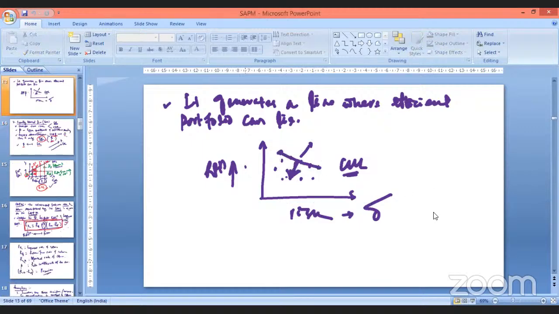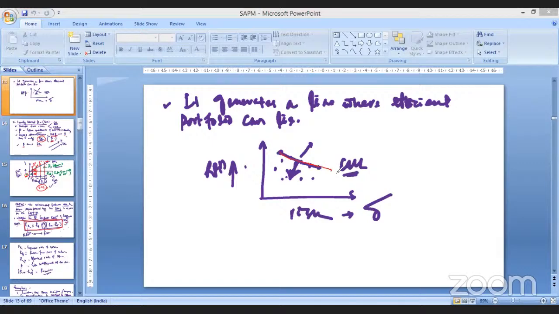This is the line. This line is known as your capital market line, where an efficient portfolio can lie. That means just below this line, some assets are there. Please remember, these dots are some assets. These assets lie below the capital market line, and above the capital market line again some other assets are there. Other assets means other financial instruments or financial securities. So this is known as the capital market line, taking return and risk into consideration.